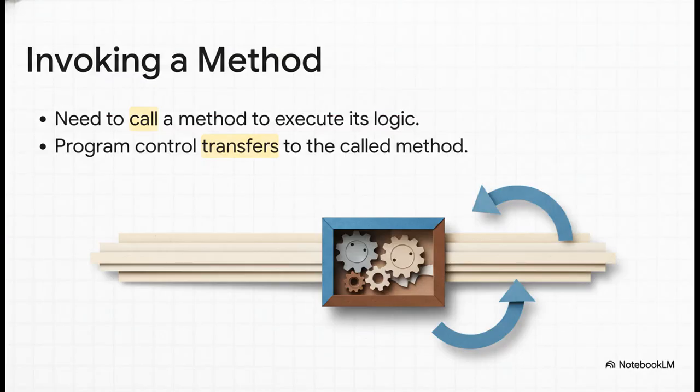Now, this is super important. A method won't do anything just by existing. You have to actively call it or invoke it to get it to run. When you do that, your main program pauses, hands over the controls to the method, lets it do its thing, and then takes the controls back once it's finished.